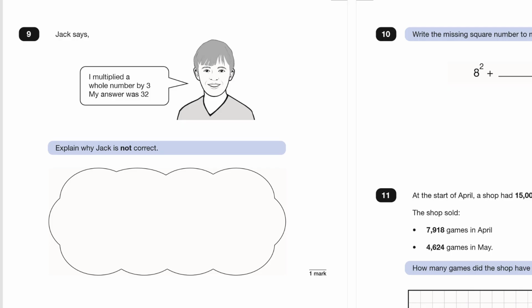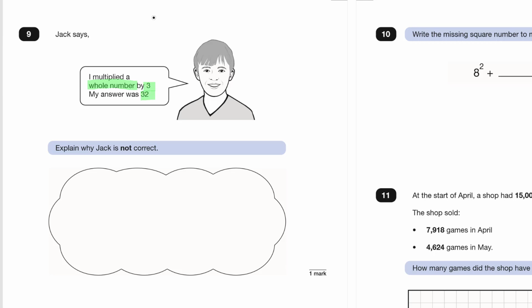Question 9. Jack says, I multiplied a whole number by 3. My answer was 32. Explain why Jack is not correct. So when we have an explanation question, you need to basically prove why someone is correct or incorrect. In this instance, we have to prove why Jack is not correct. Some important bits to note: he multiplied a whole number, so it can't be a decimal number, by 3, and my answer was 32.